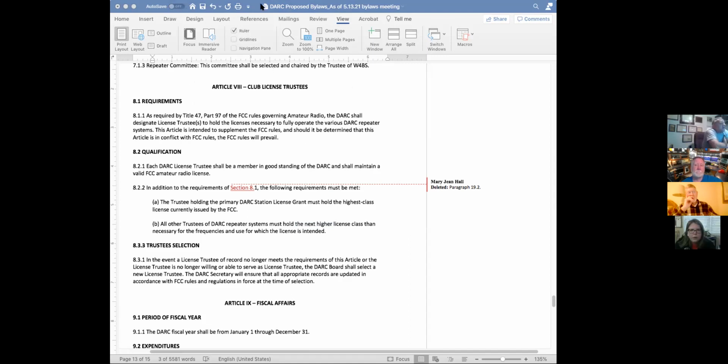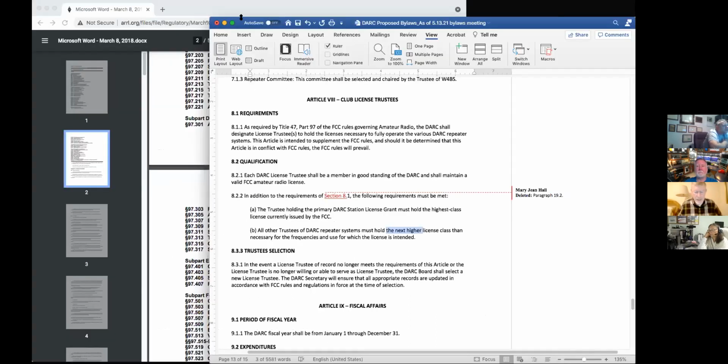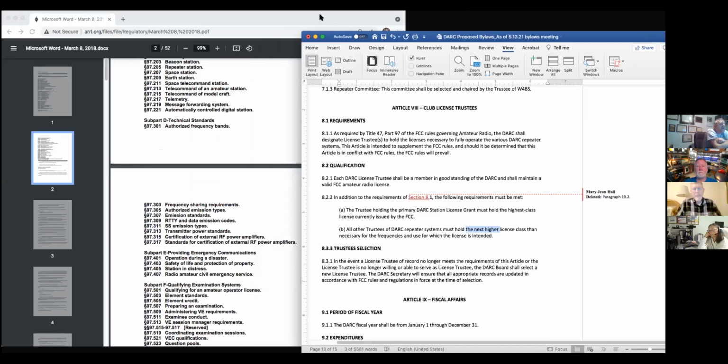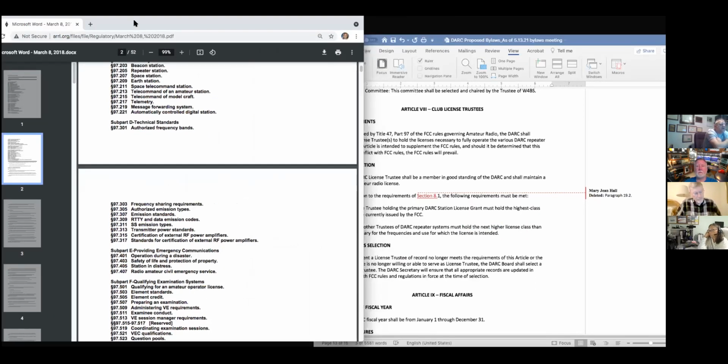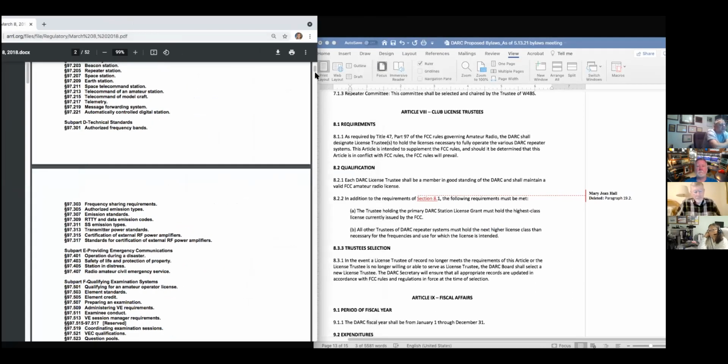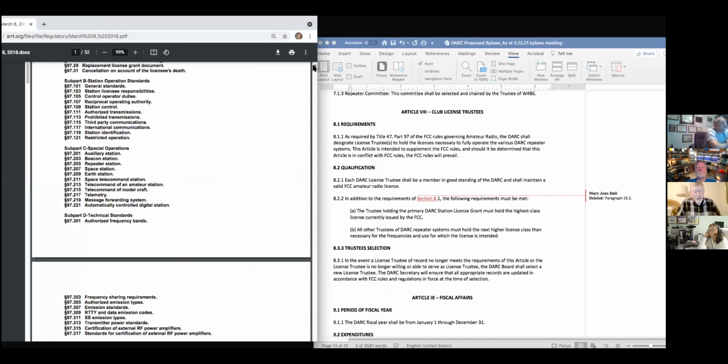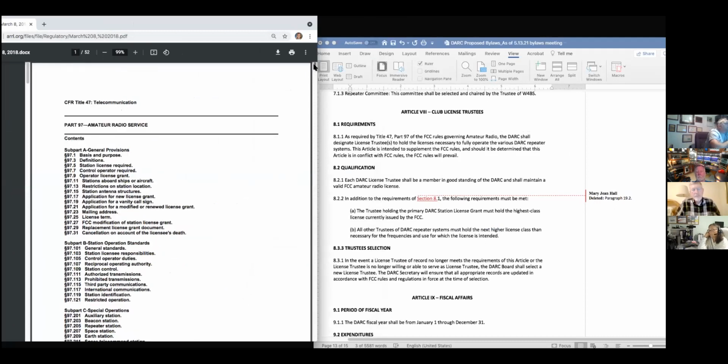So do we have more than one repeater? Yeah, we've got 6 or 7. So several repeaters. Is Barry the trustee for those as well? Yeah, he's the trustee for the call sign. It's a trustee for the call sign, not the system. I got it. So W4BS could be 6 meters, it could be 10 meters, anything. Yep. Okay.